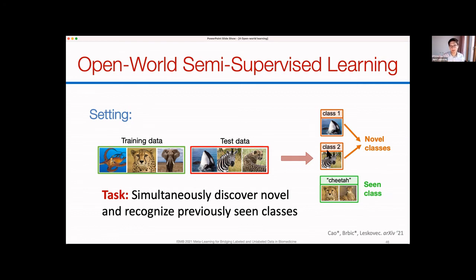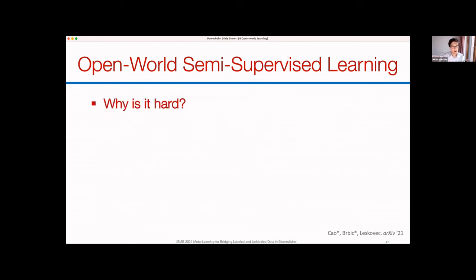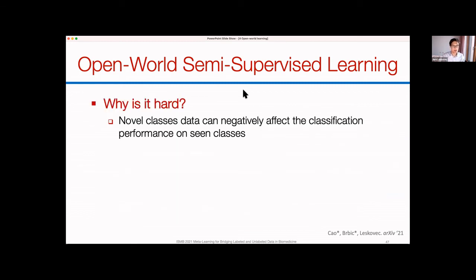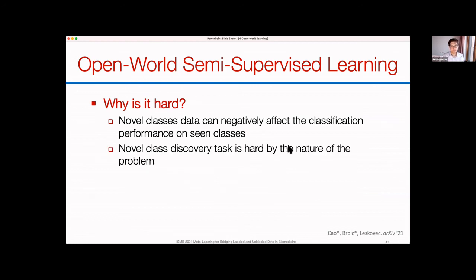So that's the idea. Why is it hard? Because novel classes from data can negatively affect the classification performance on the seen classes, because the classifier gets confused. Novel class discovery task is hard by itself because we have to basically do clustering and identify these novel classes.